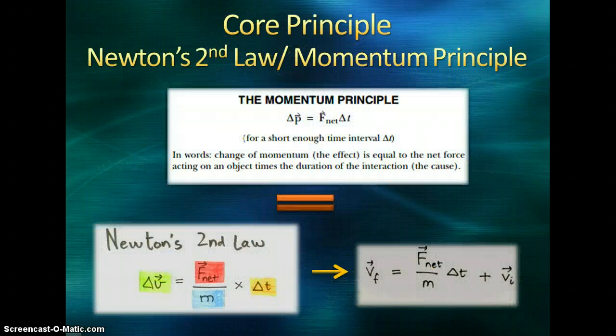The core principle that was demonstrated in this lab was Newton's second law, or the momentum principle. As you can see here, for a short enough time interval, the change of momentum is equal to the net force acting on an object multiplied by the duration of the interaction. This equation can be simplified further into terms of velocity, net force, and the mass of the object.